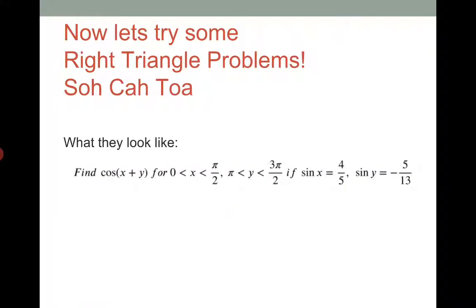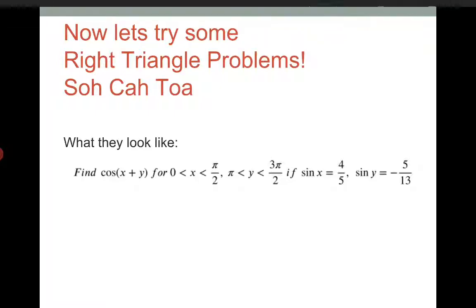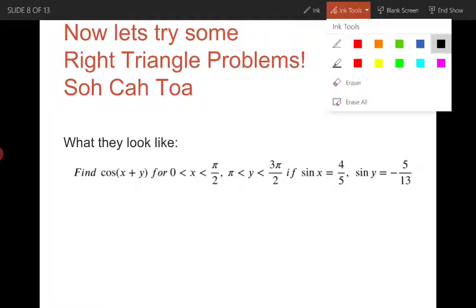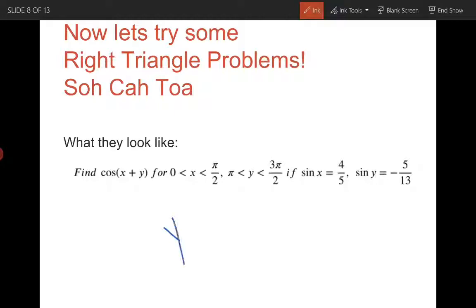So now, sum and difference formulas can also be used when it's not just a number, when we have ratios. So we're going to use some right triangle trig in order to use the sum and difference formulas and find exact values. So this is what they look like. And at first glance, this is probably what's going on in your head.